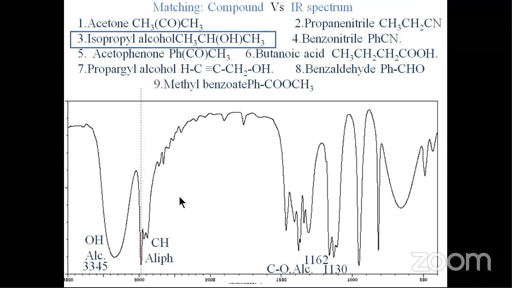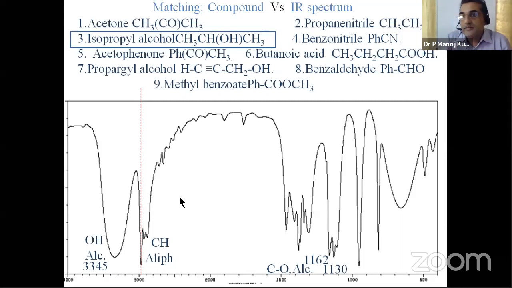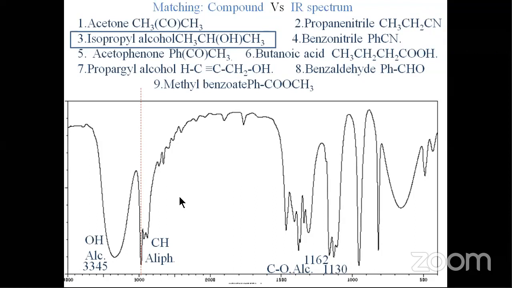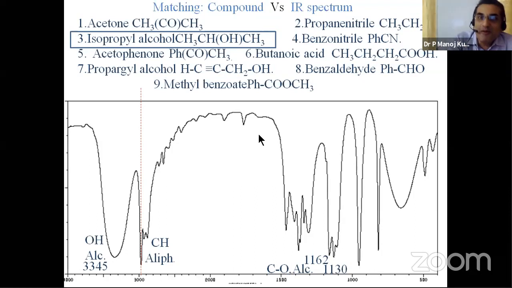Yes, sir. One more participant has given the answer. Seventh one: propargyl alcohol. That is what C triple bond C you will get as a peak over here.